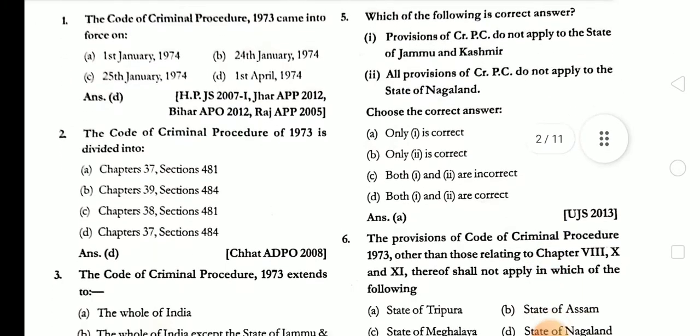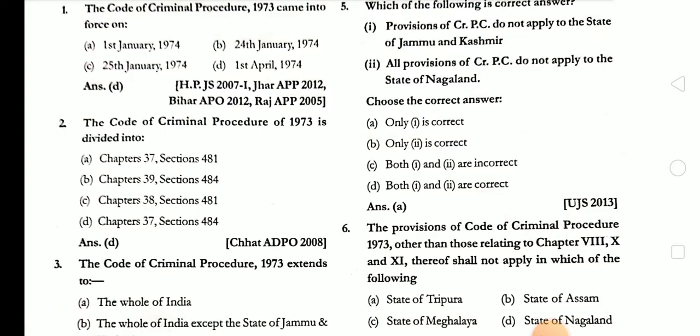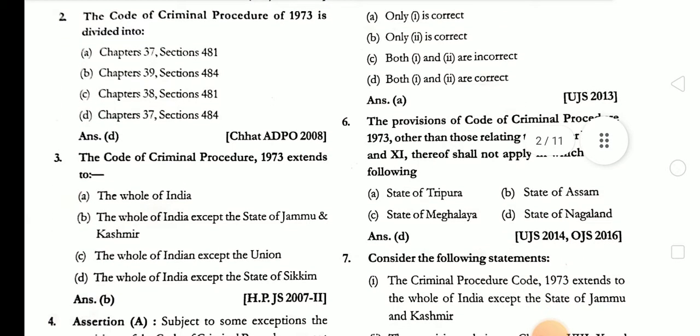Next question is, the CrPC of 1973 is divided into how many chapters and sections? Total chapters are 37 and sections are 484. So answer is D. These are basic questions which may be asked from every subject, maybe CPC, Indian Evidence Act, IPC, etc. Third question is, the Code of Criminal Procedure 1973 extends to, and answer is the whole of India except the state of Jammu and Kashmir.